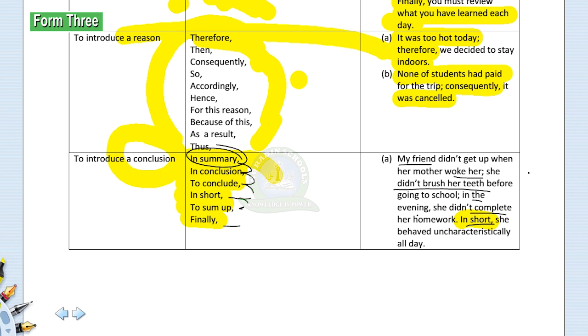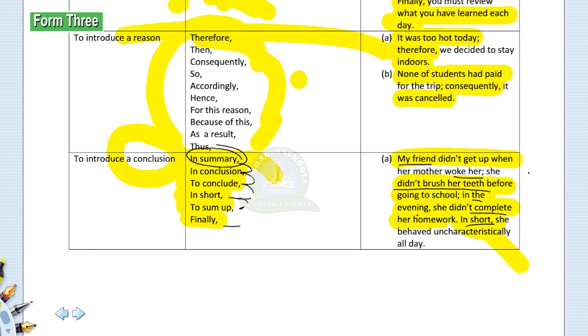Let's read the example one time. My friend did not get up when her mother woke her. She did not brush her teeth before going to school. In the evening, she did not complete her homework. In short, she behaved uncharacteristically all day, right? So the word I want is in short.